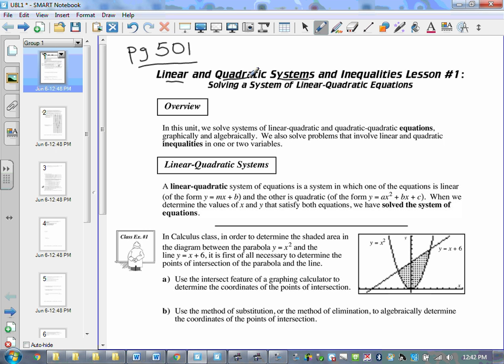And also, we're going to start with these systems. That's the first part. Part 2, we're going to look at inequalities.